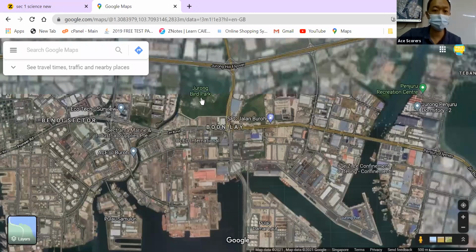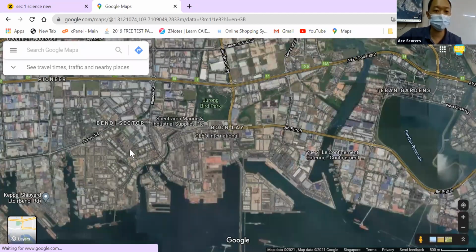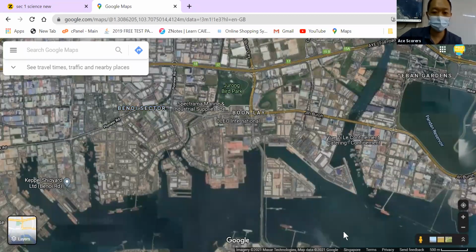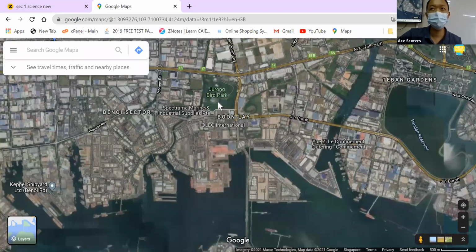Oh yeah, do you know why they put the bird park here? You see the bird park among all the industrial chemical area. Because they hate birds.